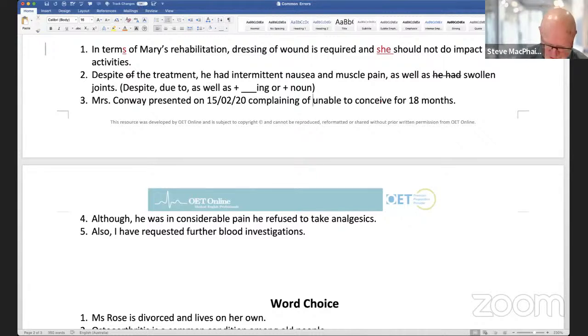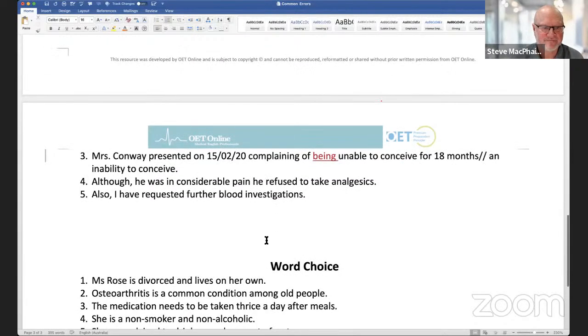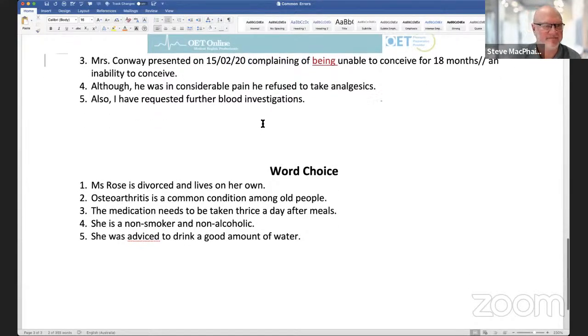"Complained of being unable to conceive." Now you could also say "complained of" — there's another option — "an inability to conceive." Complained of an inability. So we're following the preposition "of" with a gerund or a noun. That's grammatical awareness. Keep going.